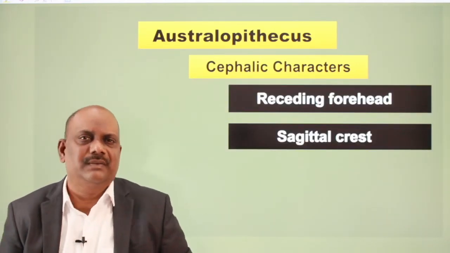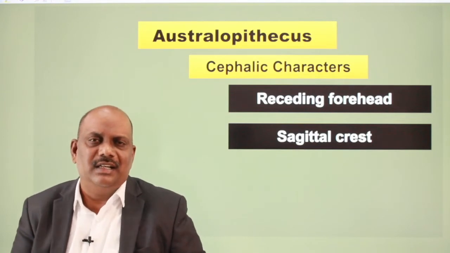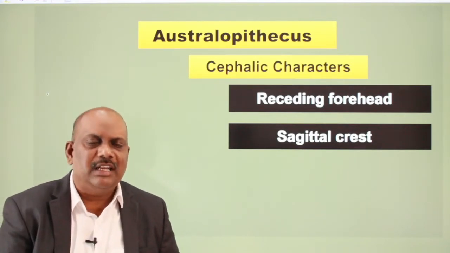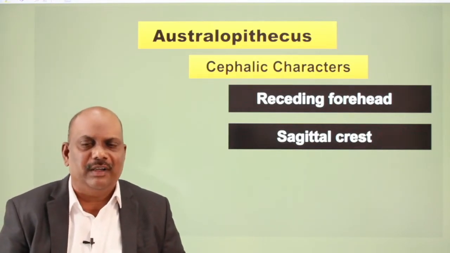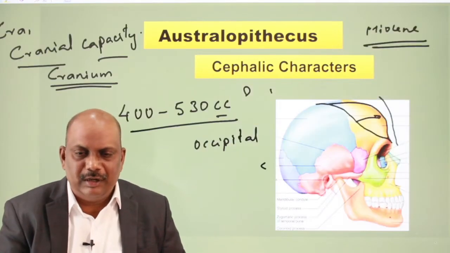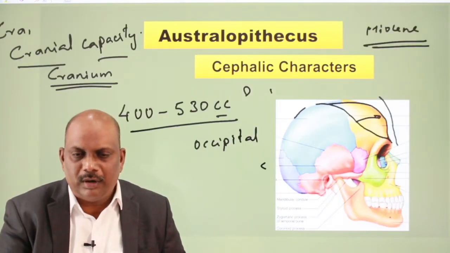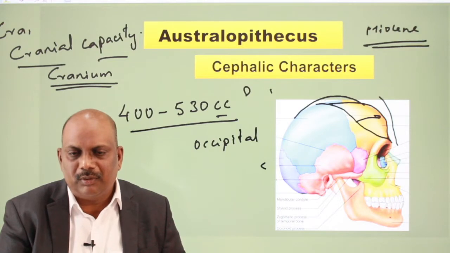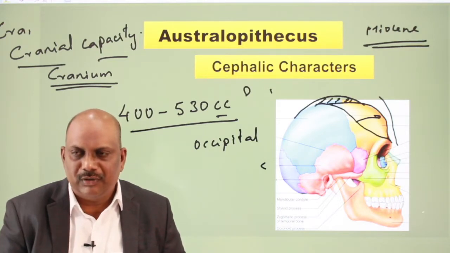Next is the sagittal crest. The sagittal crest refers to a ridge-like bone on the top of the head. So this is the cranium, and on the top of the cranium there will be a ridge-like bone. I'll show you in another picture.